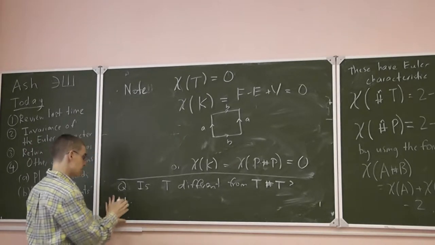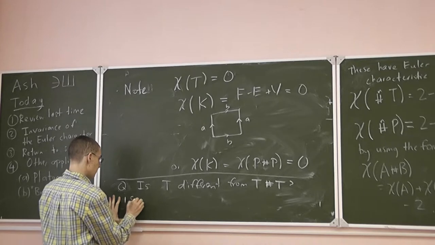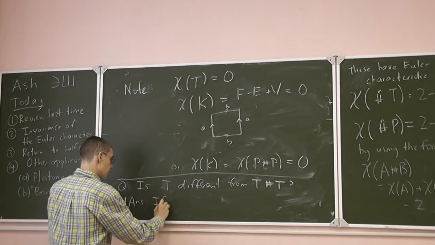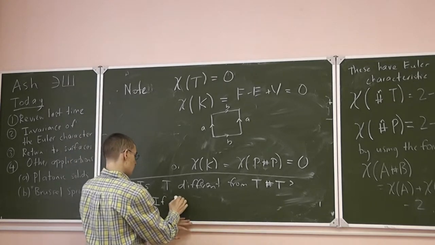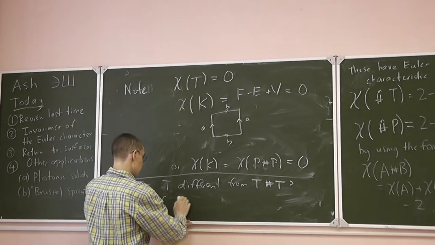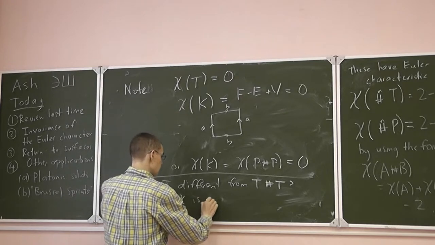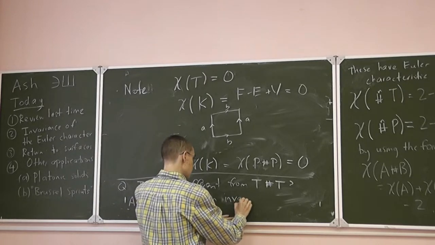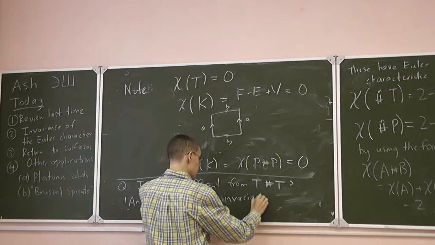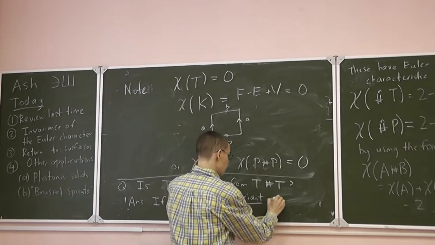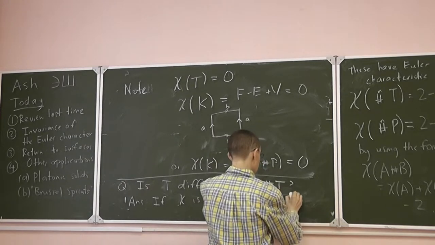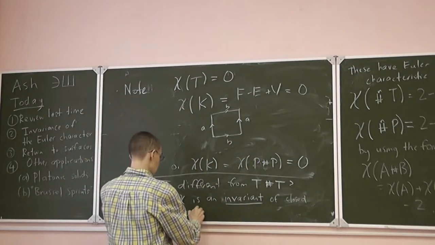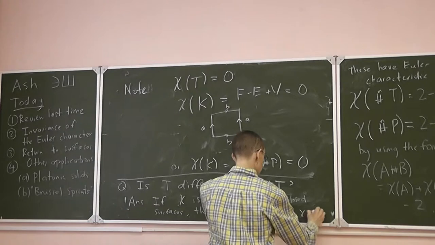May I prove it? Absolutely. So I'll just say here: if the Euler characteristic chi is, and this is a big word, an invariant of closed surfaces, then because T is different from T.